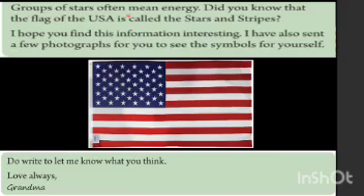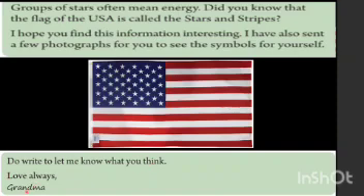Groups of stars often mean energy. Did you know that the flag of the USA is called the Stars and Stripes? I hope you find this information interesting. I have also sent a few photographs for you to see the symbols for yourself. Turn your page, children. Do write to let me know what you think.